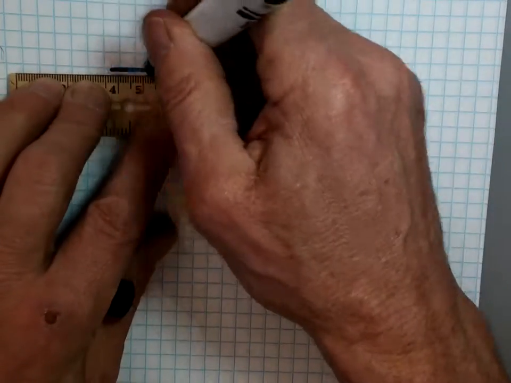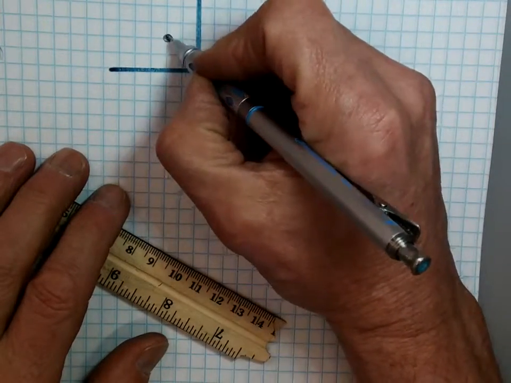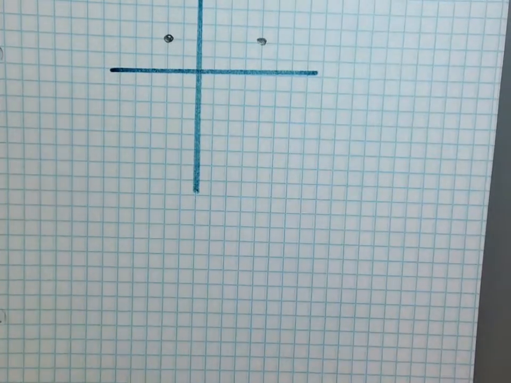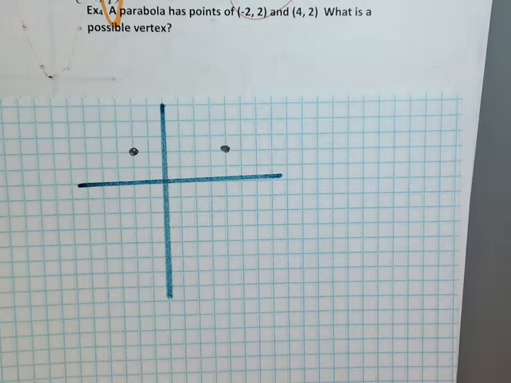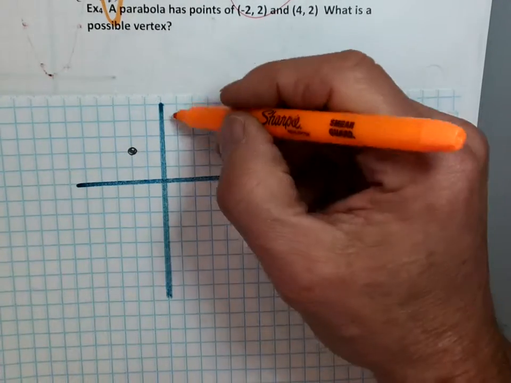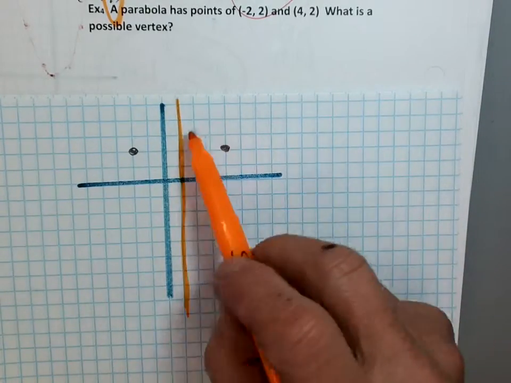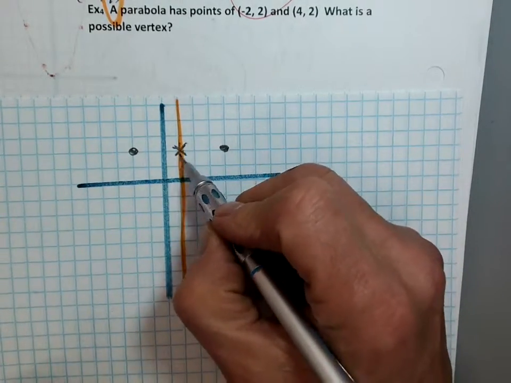Okay. So I'm going to have a point at negative 2, 2. That's there. And at 4, 2. Right there, okay? There are lots and lots of places the vertex can be, but they all have to lie right along this line. Except it can't be that point right there. Why couldn't it be this? Why can't it be that point right there?